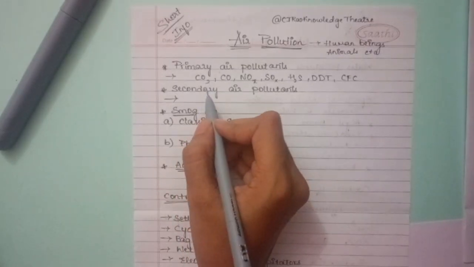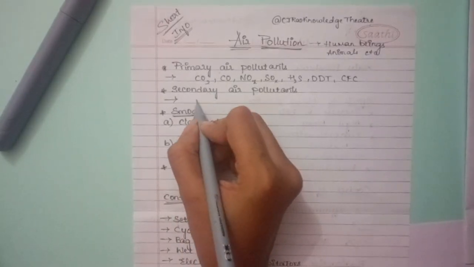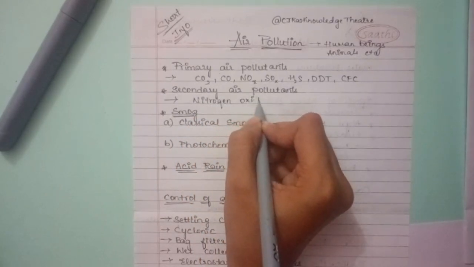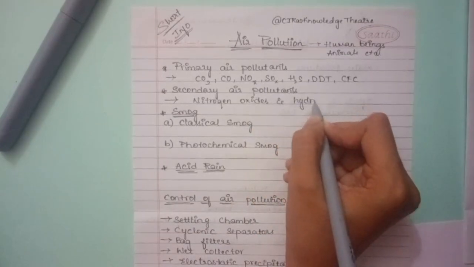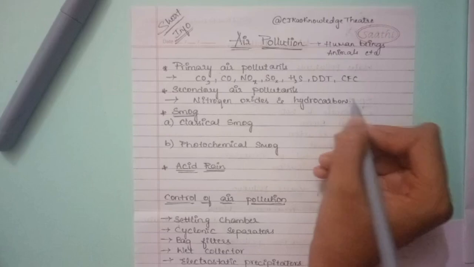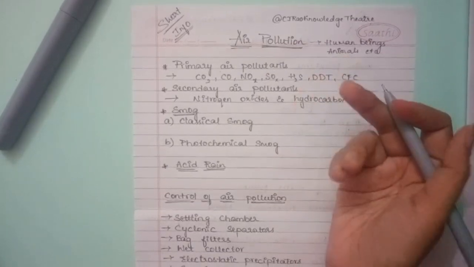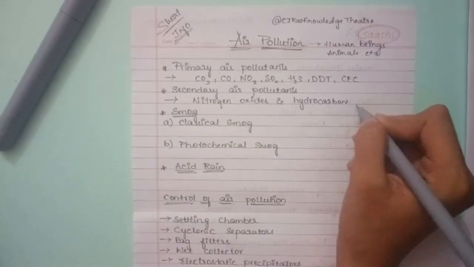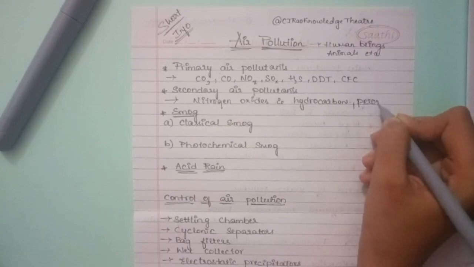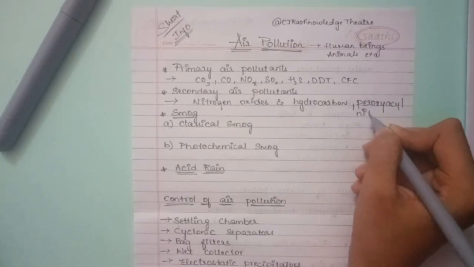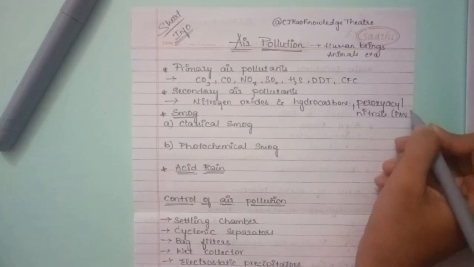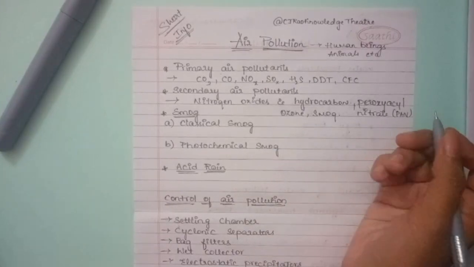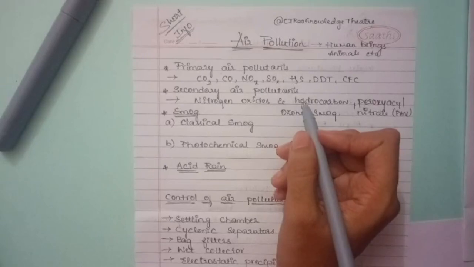Identified sources, the major ones, for example nitrogen oxides and hydrocarbons from motor vehicles, react in the presence of sunlight to form the secondary pollutants. These are the photochemical oxidants, that is peroxyacyl nitrate, ozone, smog, aldehydes, etc. These are secondary pollutants.